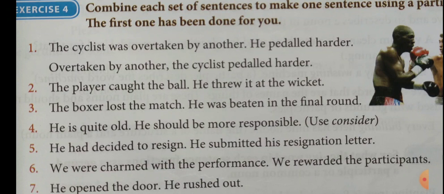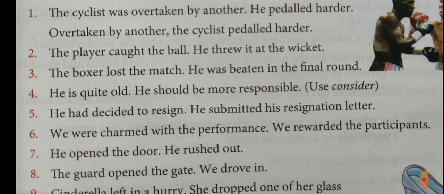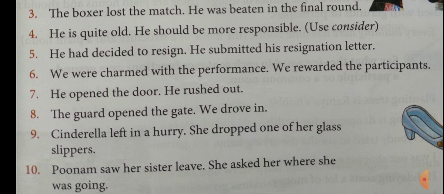by using a participle. The boxer lost the match. He was beaten in that final round. Here, who is the subject in both sentences? The boxer. He is the subject of the second sentence, but it stands for the boxer. So we can combine them by using a participle. The remaining exercises you have to do yourself. The answer key will be given at the end of the class.